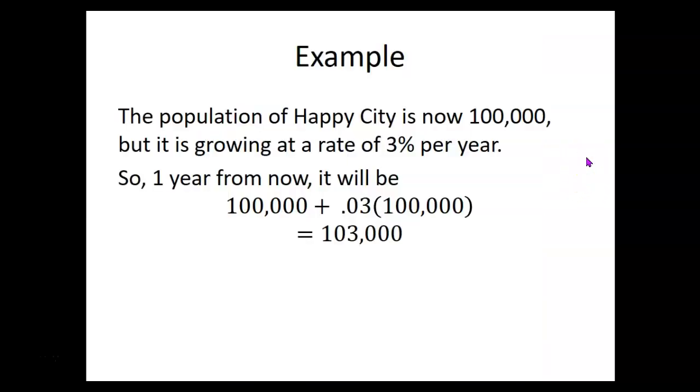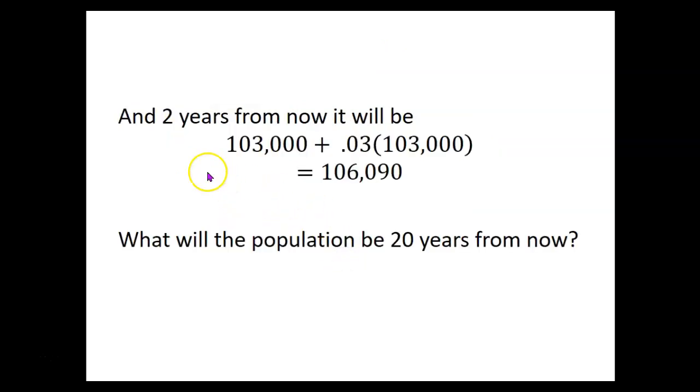Okay, here's my other introductory example. The population of Happy City is now 100,000 people, but it's growing at a rate of 3% per year. So 1 year from now, if it grows by 3%, that means we add on 3% of 100,000, which brings it up to 103,000. And then 2 years from now, we add on 3% of 103,000, which brings the population up to 106,090. So at first it looks like it's growing by just around 3,000 people a year.